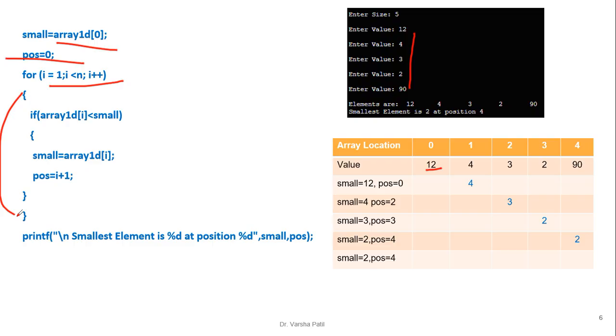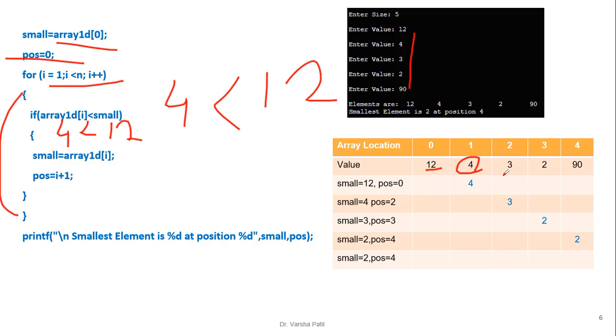Now what we are doing, we will check the next element, whether 4 is less than 12. This condition is satisfied. Sorry, 4 less than 12, this condition is satisfied. So what do we require to do? Because the new element that is coming is smaller than the existing small, we go into the if condition and we change the small. So small will become 4 and its position is changed to 2.